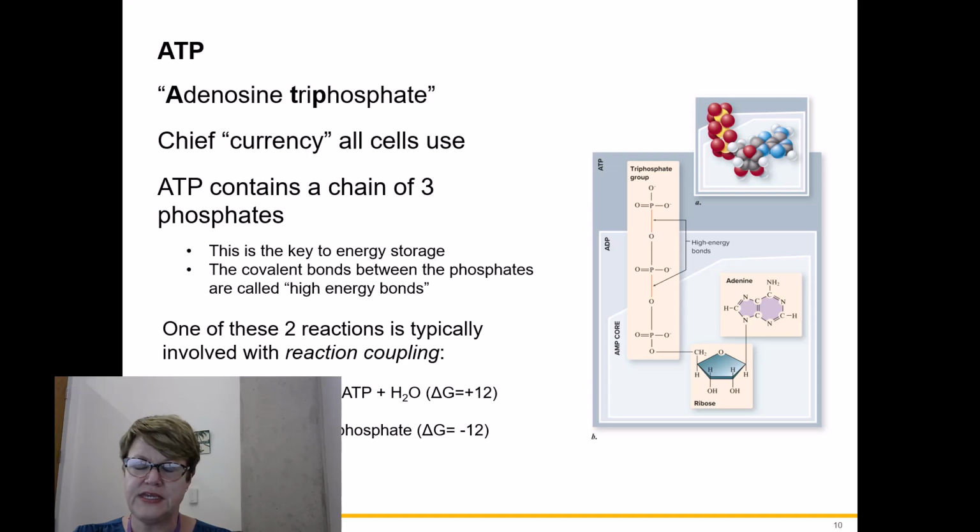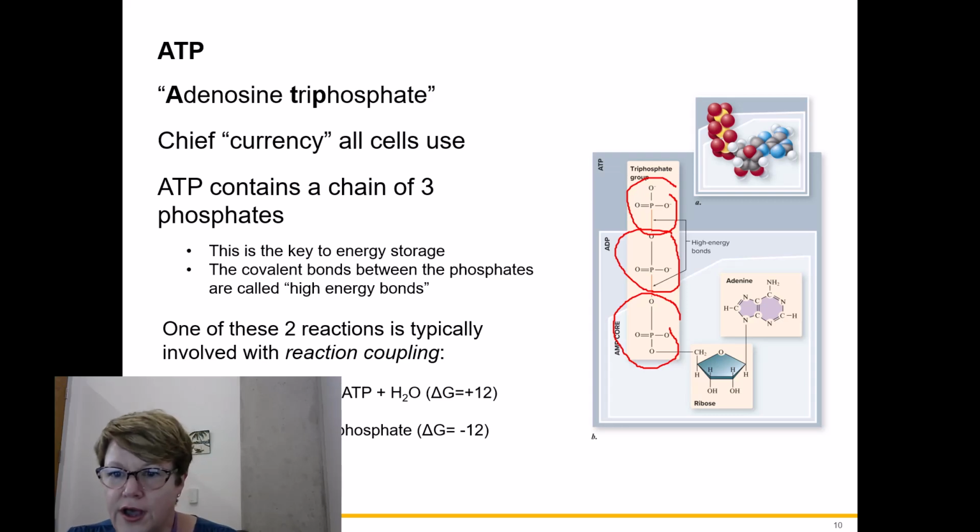And ATP, the T stands for triphosphate. It has 3 phosphates. So you probably remember your functional groups. Here's a phosphate here, here's one here, and here's one here. They're all linked together by a dehydration synthesis process. But there's 3 phosphates there. And the bonds between the phosphates are covalent bonds, and they particularly have a high amount of energy. And so we call them high energy bonds.